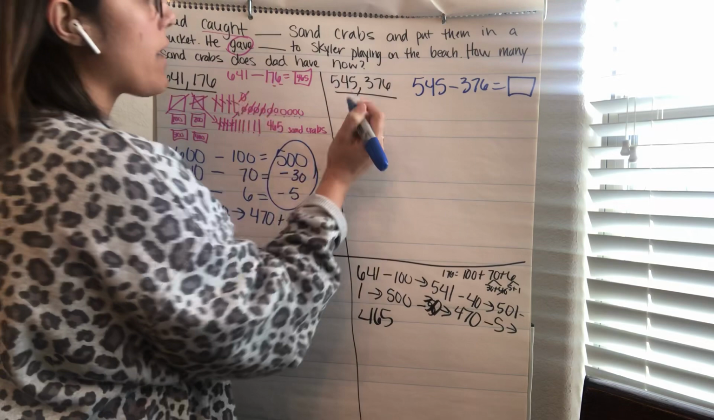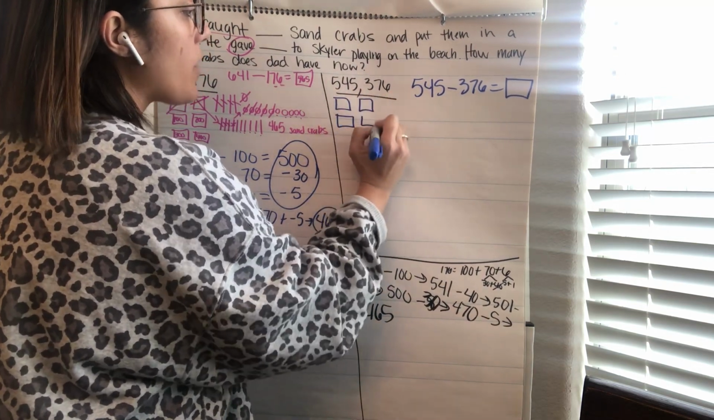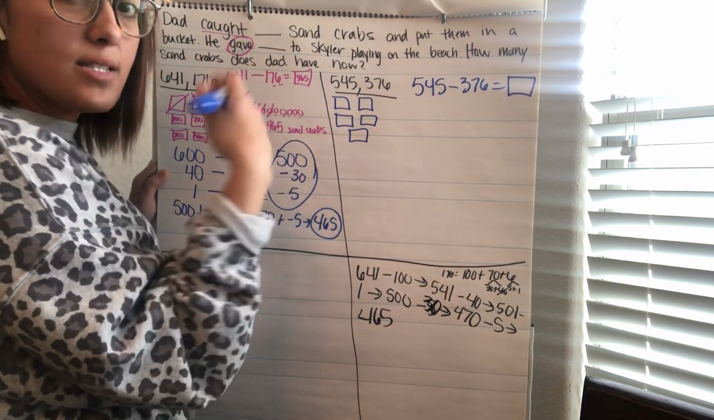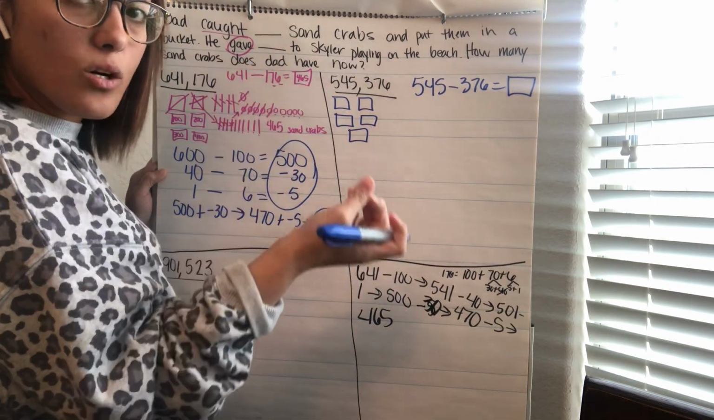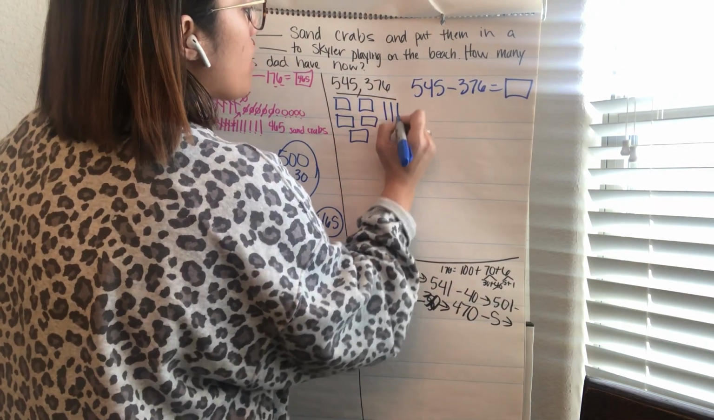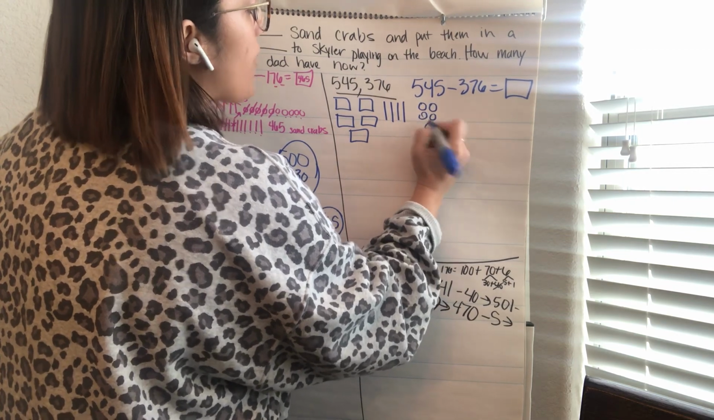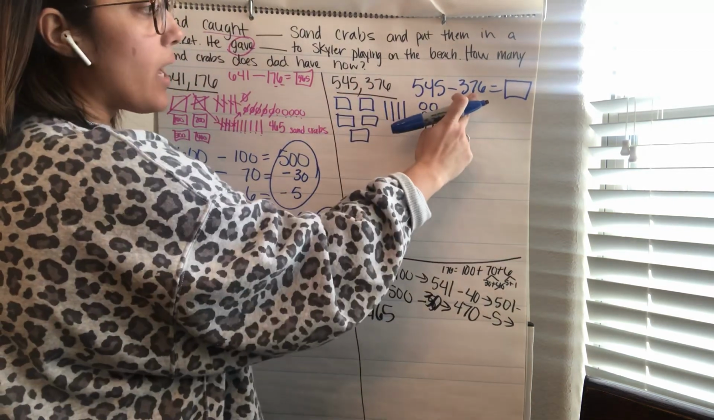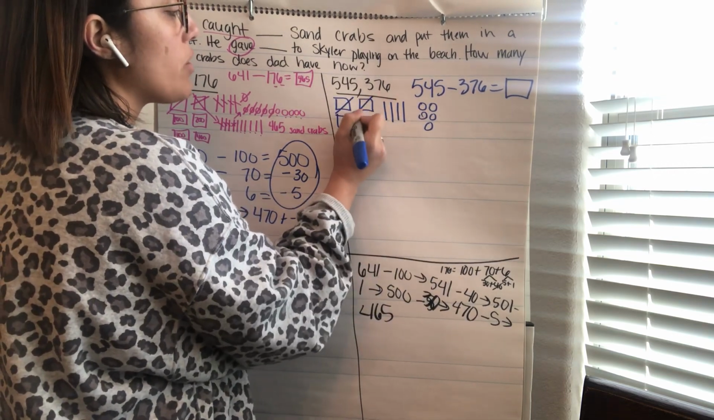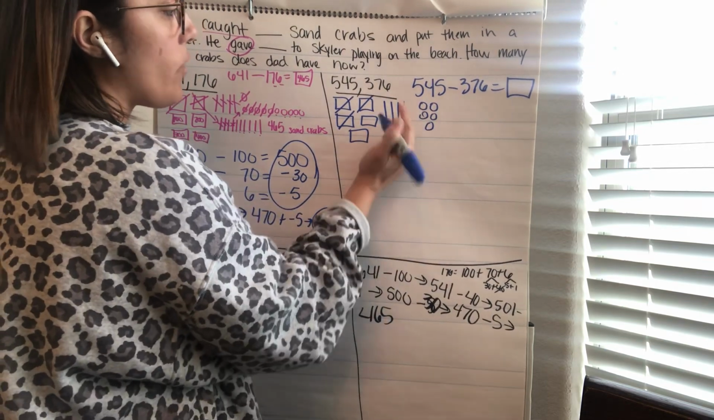Okay, if we're going to direct model, we're going to draw it out. I would do 5 hundreds. As you can see, I do a square for hundreds, a stick for tens, and a circle for ones. 4 tens, 10, 20, 30, 40, and 5 ones, 1, 2, 3, 4, 5. We're going to take away 376. So I'm going to take away 300: 100, 200, 300. Take away 70. I can't take away 70.